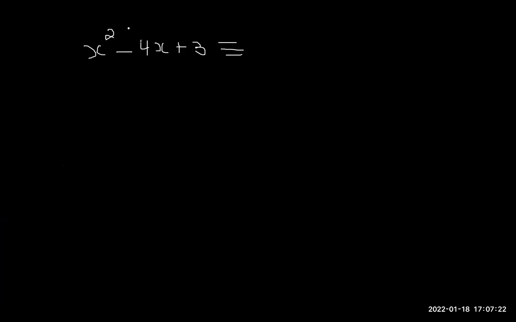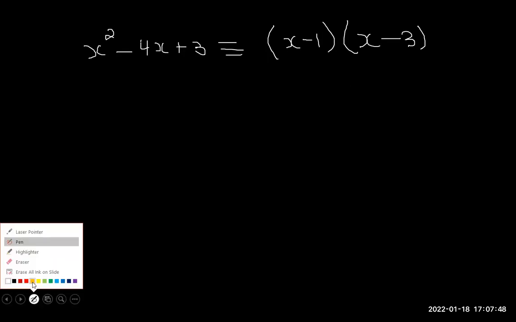So they're telling me that x squared minus 4x plus 3 is the same as x minus 1 times x minus 3. The definition of an equation is that it is only true for certain values of the variable. An identity is true for all values of the variable. So what exactly do I mean by that?